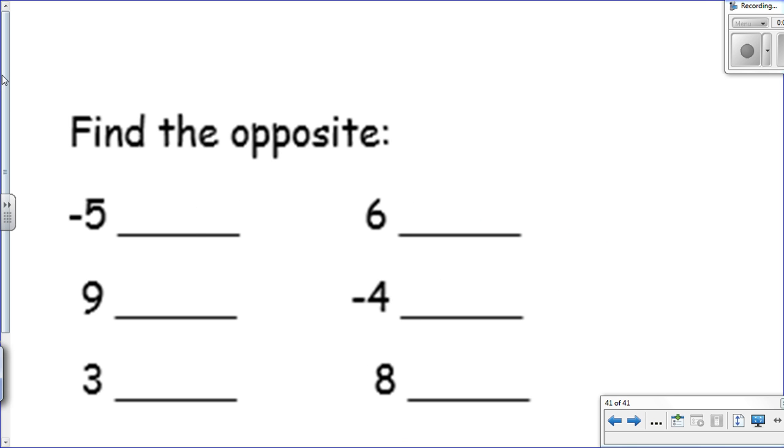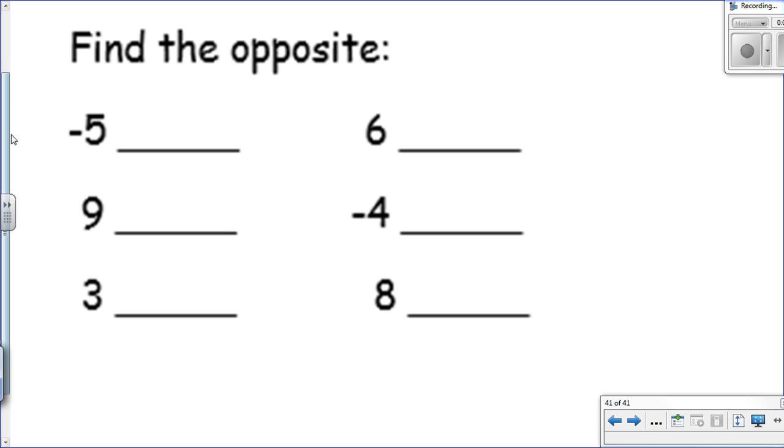So what I want you to do is take a moment, pause the video, and in your notes, just find the opposite of each of these numbers. And then when you come back, the answers will be here.